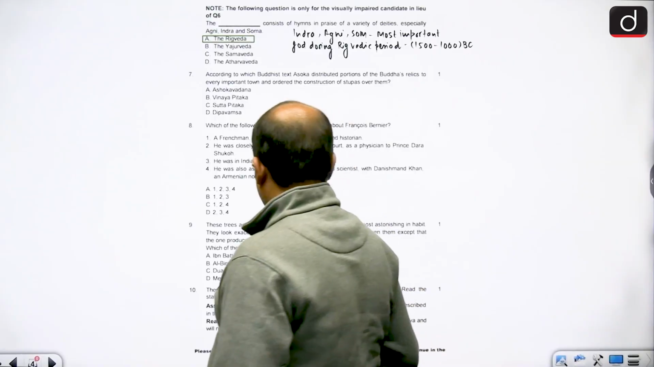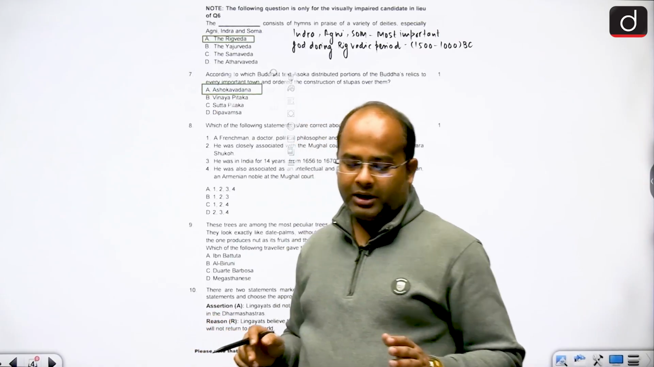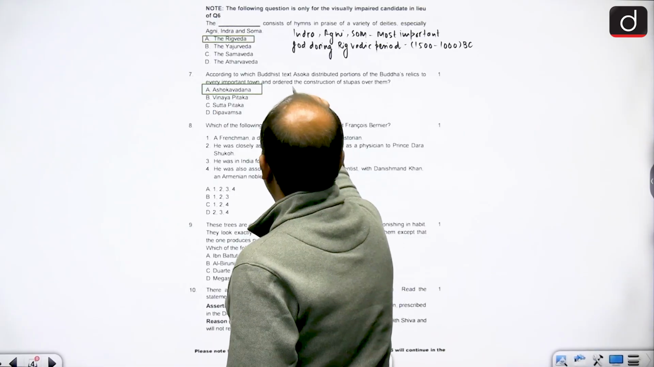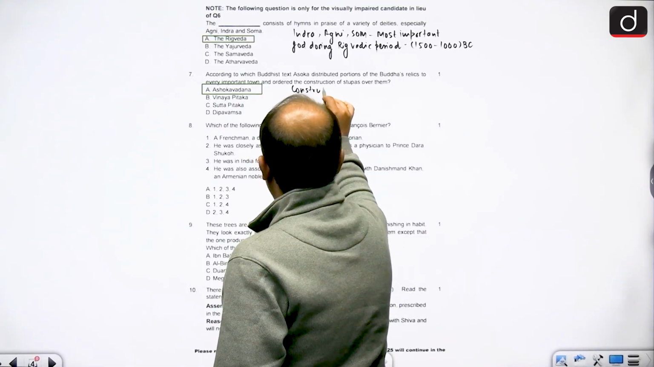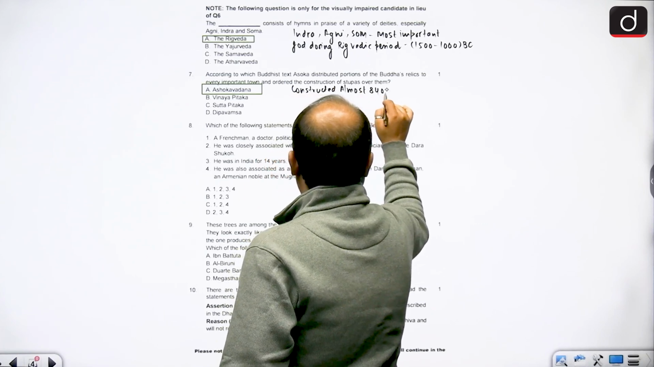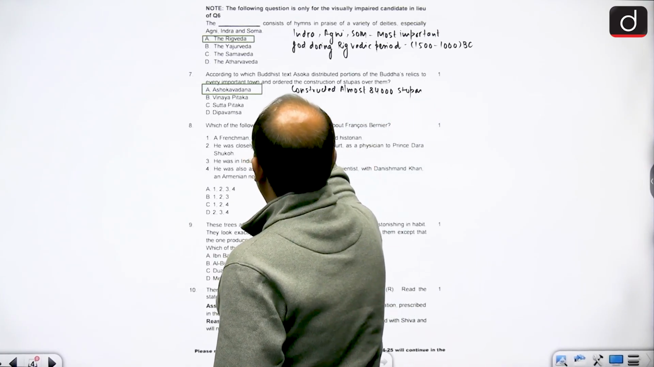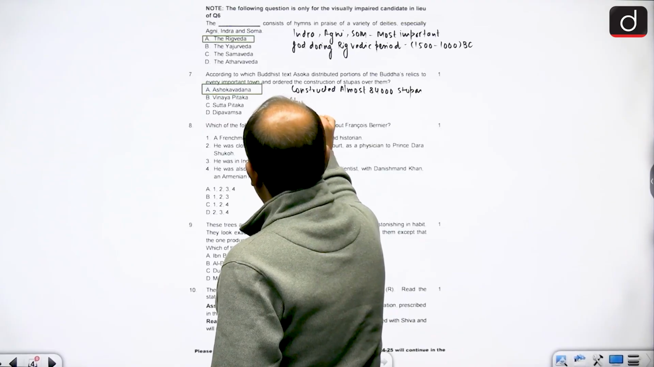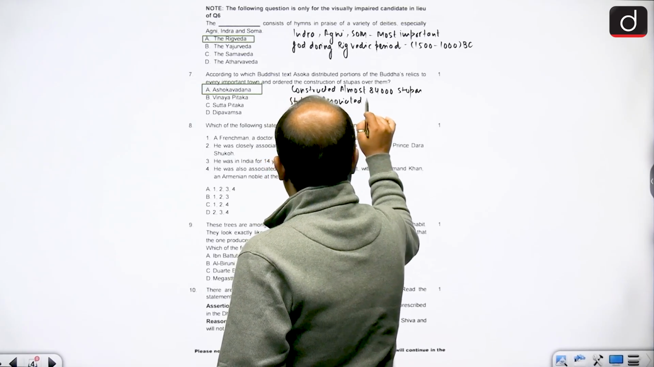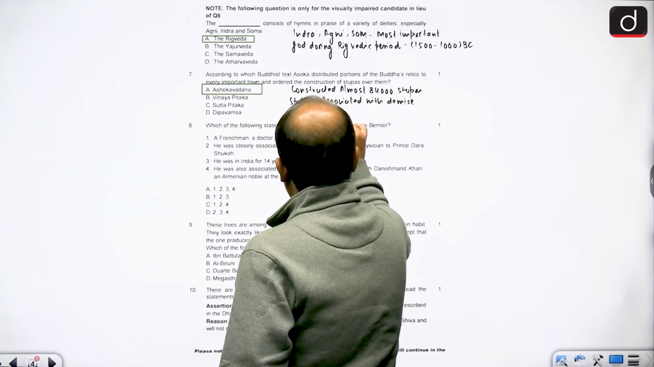It is written in Ashokavadan, and you will find that Ashoka constructed almost 84,000 stupas. Stupas are associated with the demise of Buddha.